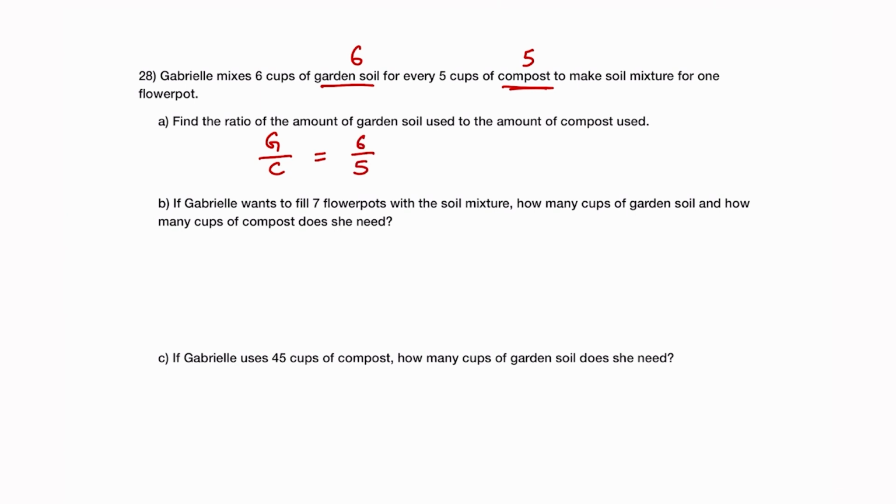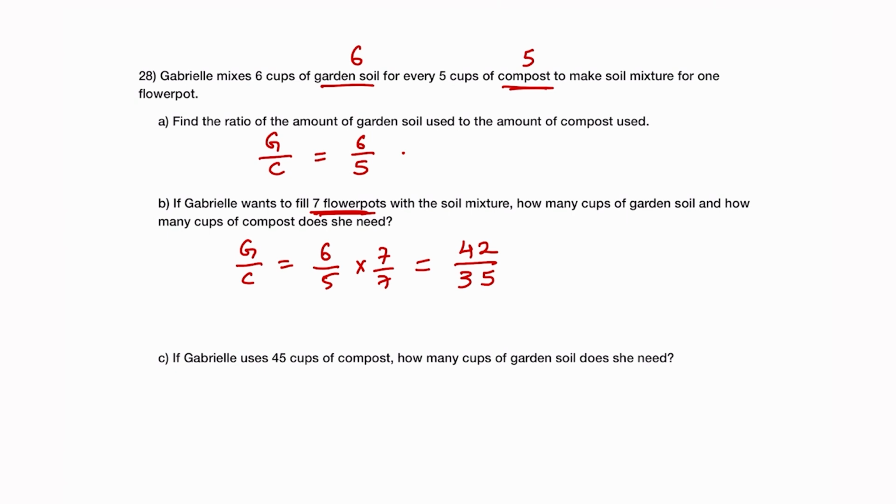Simple. If Gabriel wants to fill 7 flower pots, so now we have G over C, which is 6 over 5, and that was for 1. Now she wants it for 7 flower pots. So that means we have to multiply with 7 and 7. So that's basically 42 over 35.